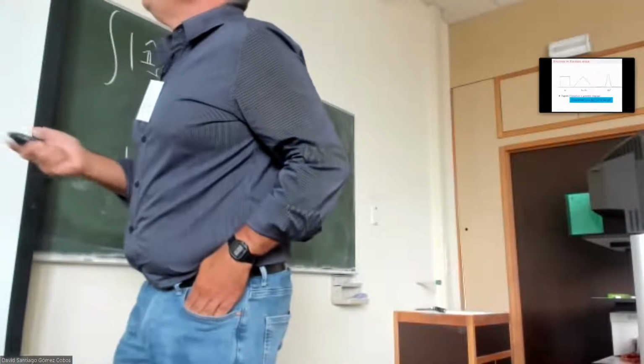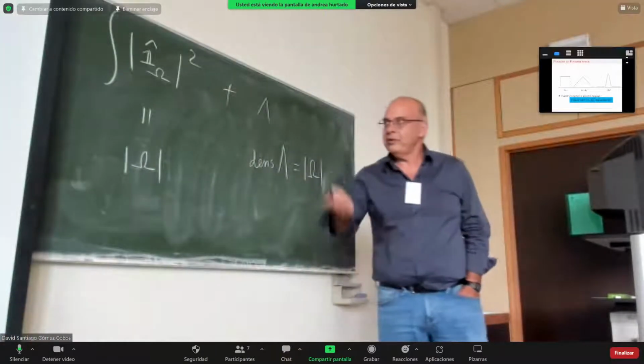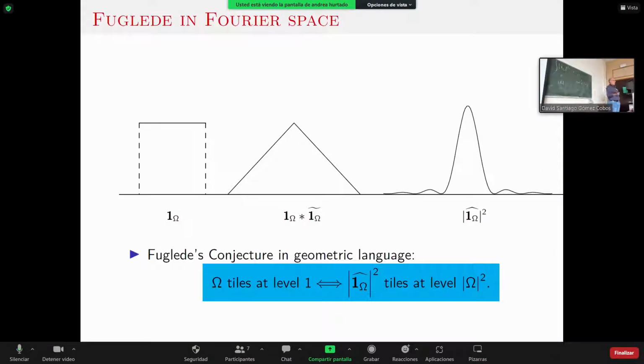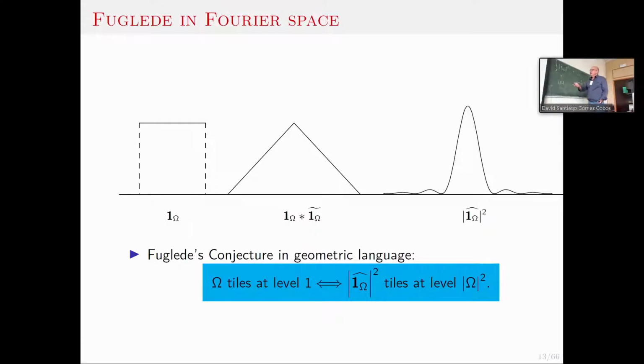Okay, so we have managed to write Fuglede's conjecture in a completely tiling form. So what does Fuglede's conjecture say in this language? It says the following: omega tiles, always by translation, at level 1 if and only if its power spectrum tiles at level omega squared. And now all of a sudden, Fuglede's conjecture acquires a sense of at least being a reasonable thing to say, because in the previous statement you had omega tiles at level 1 if and only if omega has an orthonormal basis of exponentials. Why would that be?